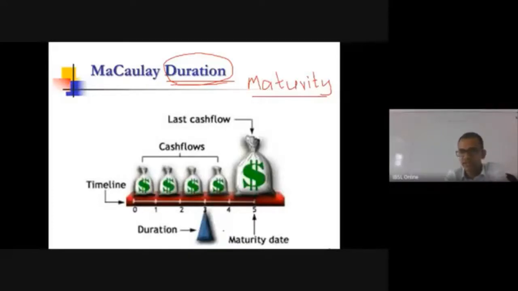So don't get confused. Duration is not the same as maturity, but with one exception. For a zero coupon bond, the maturity and the duration would be the same. We'll discuss why, and what a zero coupon bond is, in a few minutes. Once we discuss duration, then we'll discuss zero coupon bonds as well.